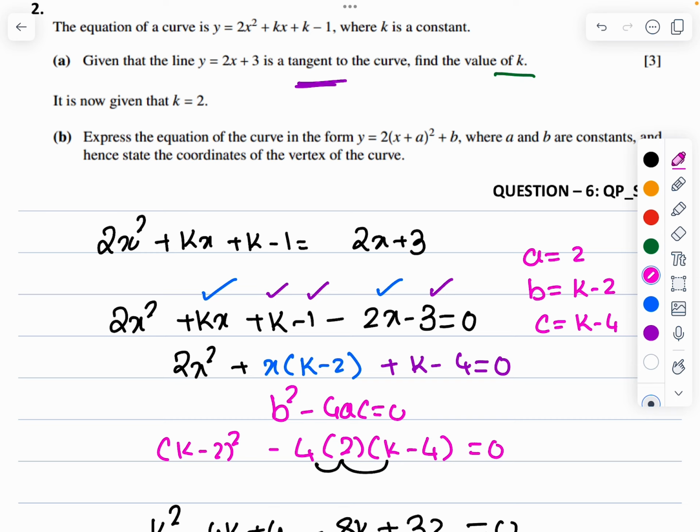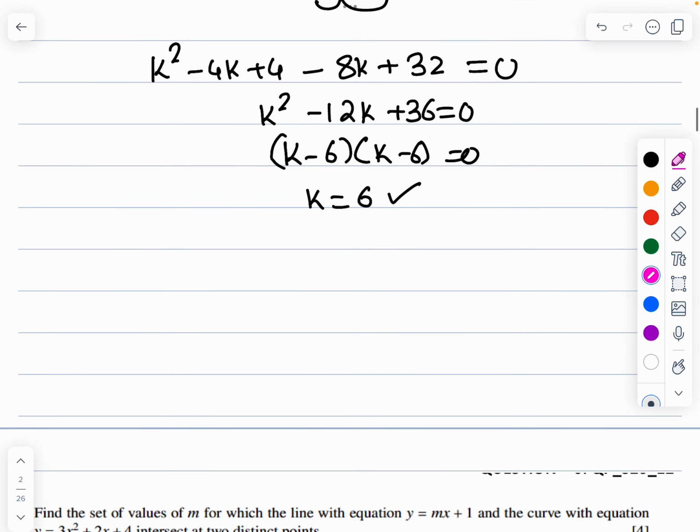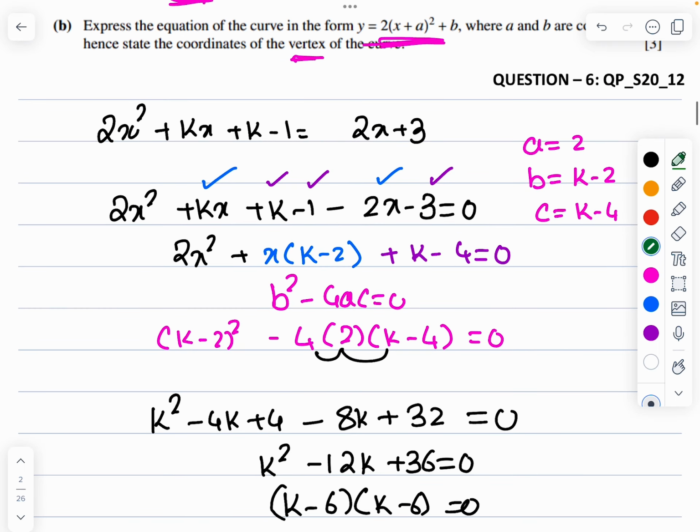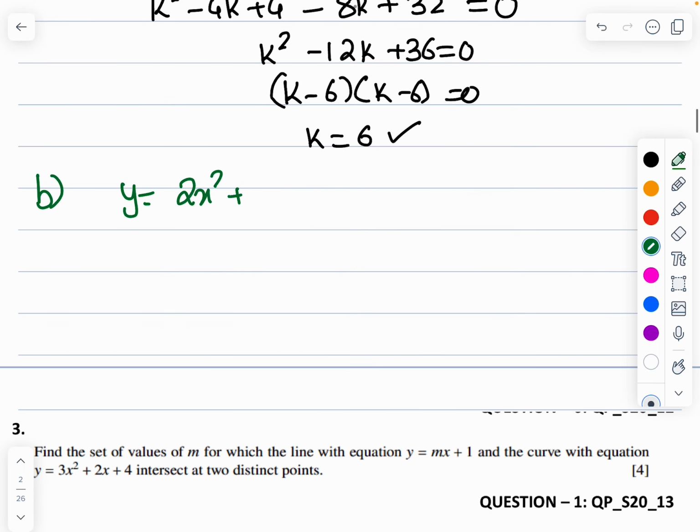Now come to part B. k = 2, express in the completing square form and find the vertex. So for part B, y = 2x² + kx + k - 1. k is 2, so 2x² + 2x + 2 - 1. So what does that become now? 2x² + 2x + 1. So I'm going to take 2 common. x² + x, this is 2x.